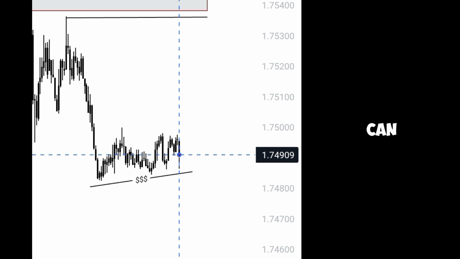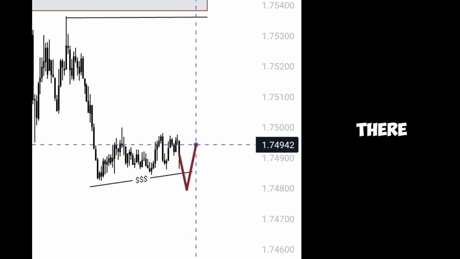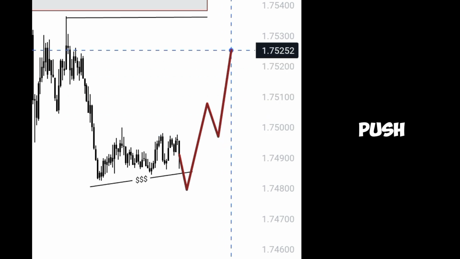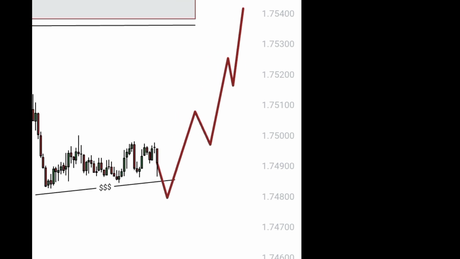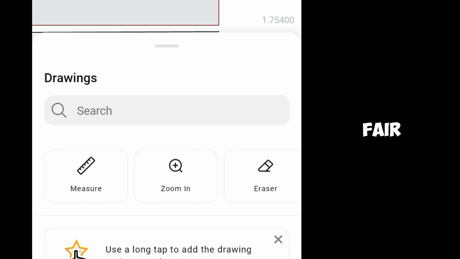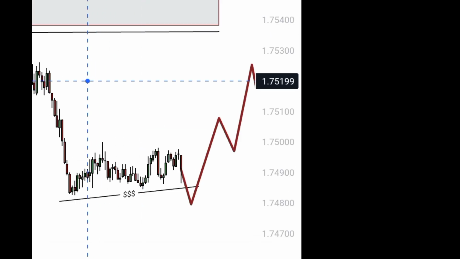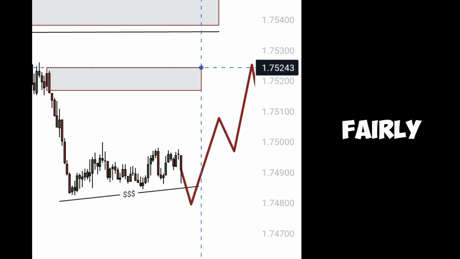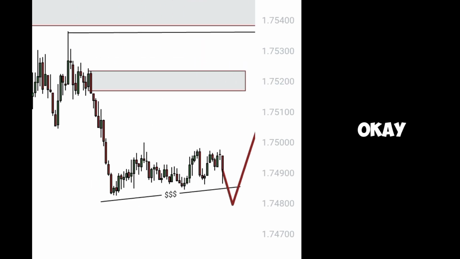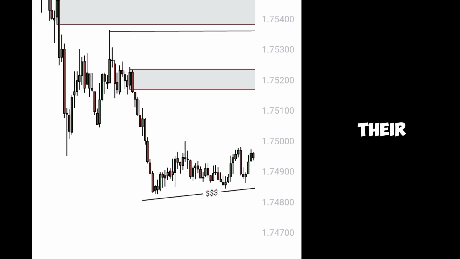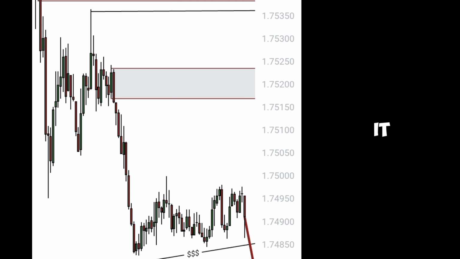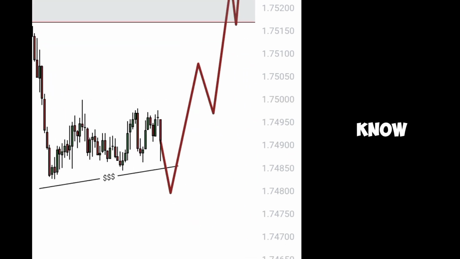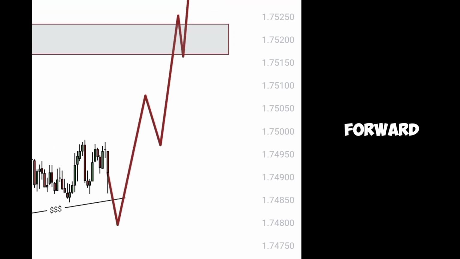So this can come down here, take out people right there, and then we can begin to have a push upwards to that area. Now if you notice this, you will notice that there is a fair value gap right here. There's a fair value gap right there. Most people will have their orders right there, because it's a good order block, and there's a fair value gap below it. There's liquidity around there, so people are looking forward to taking a trade.